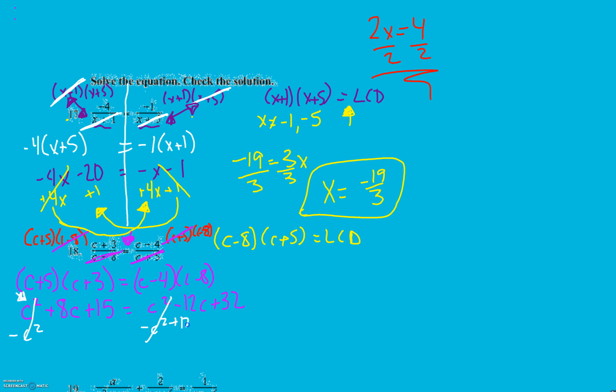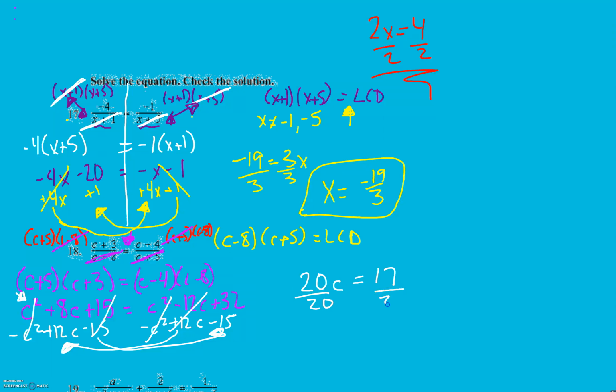But what I'm going to do is go ahead and add 12c to get all my c's on one side, and subtract 15 to get all my number parts on the other. So right now, what I have is 20c equals 17, divided by 20, and I get c equals positive 17 over 20.